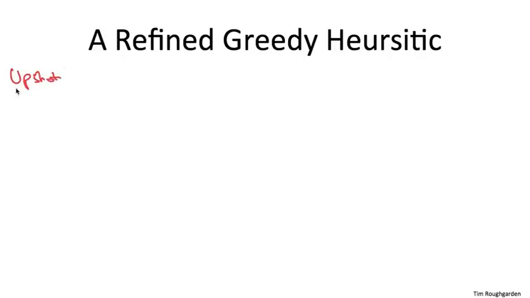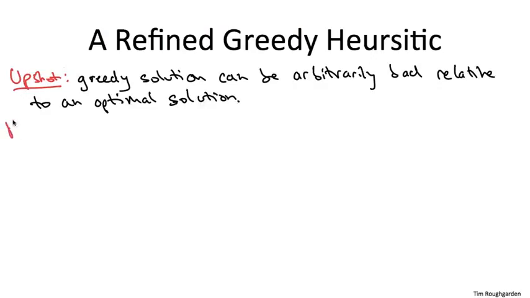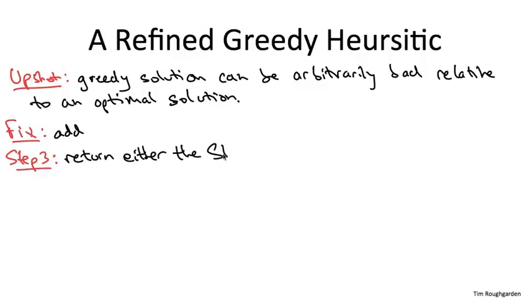This quiz shows that, at least for general instances, the greedy knapsack heuristic we've devised thus far can be arbitrarily bad. It can be terrible with respect to an optimal solution. There is, however, a simple fix to address this issue. We're going to add a very simple step 3 to our greedy heuristic. The new step 3 is just going to compare 2 different candidate solutions and return whichever one is better, whichever one has a bigger total value.